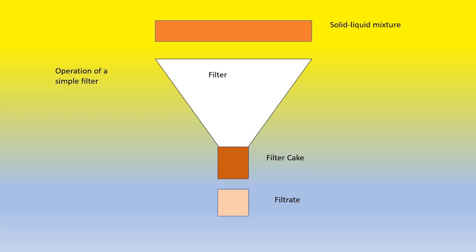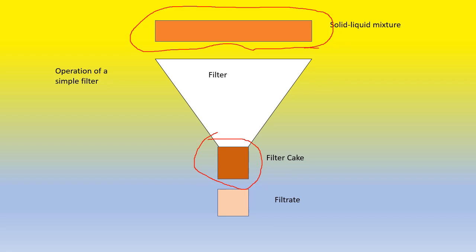So what you do is you start off with a solid liquid mixture, which is this up here right above the filter, and you would just dump it into the filter, and at the bottom it collects the filter cake, which is the solid, and the liquid part called the filtrate drains out right there. So that is just a simple filter for you, and that is how all that works.